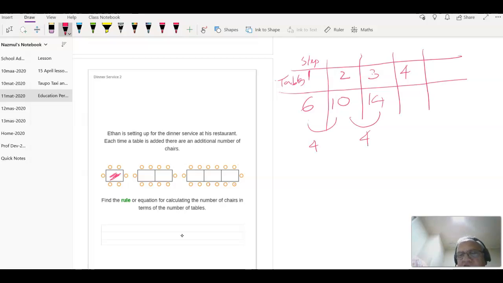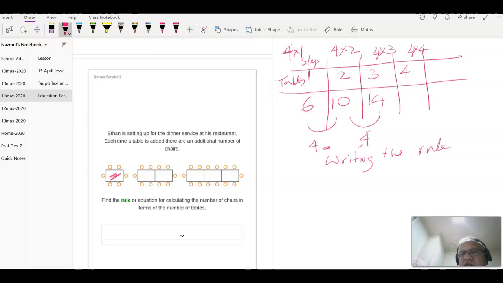So this is how you write the rule. Writing the rule was taught in year 9, year 10. And if you have forgotten, this is the time to review it. Think about the times table. You go 4 times 1, 4 times 2. Take that difference and multiply it. Keep going: 4 times 3, 4 times 4.